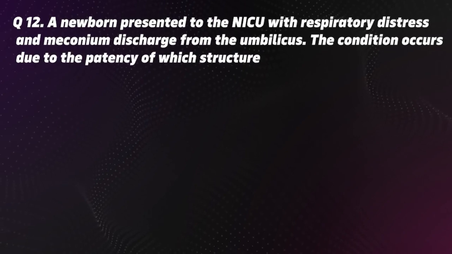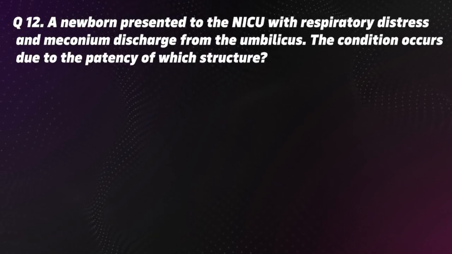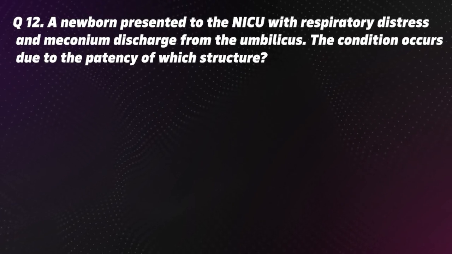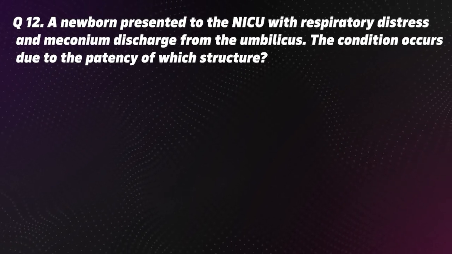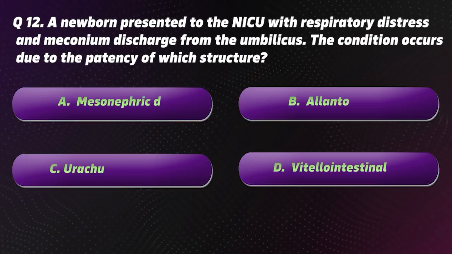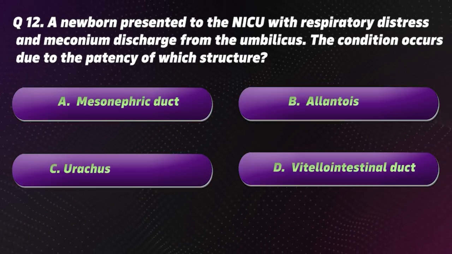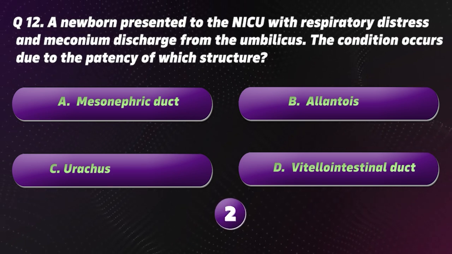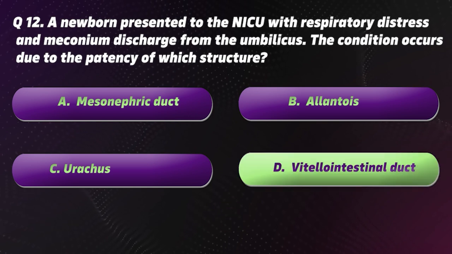Question 12. A newborn presented to the NICU with respiratory distress and meconium discharge from the umbilicus. The condition occurs due to the patency of which structure? Here are the options. A. Mesonephric duct. B. Allantois. C. Uterus. D. Vitellointestinal duct. And the correct option is D. Vitellointestinal duct. Here's the explanation.